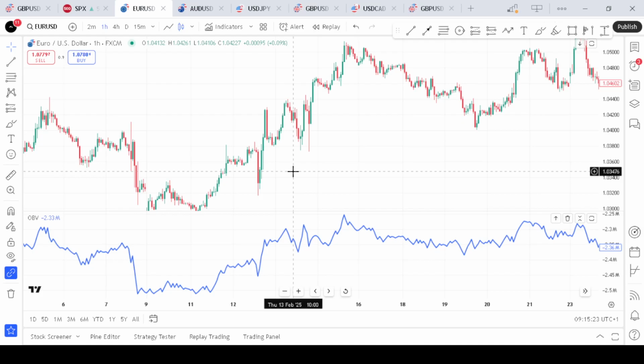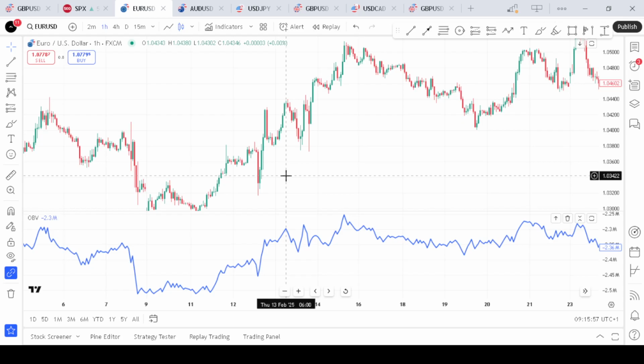We start by understanding what the On-Balance Volume indicator is. The On-Balance Volume indicator is a technical analysis tool. It measures buying and selling pressure by analyzing the relationship between price movement and trading volume. The premise behind the OBV is that changes in volume often precede changes in price, providing an insight into market sentiment and potential trend reversal.